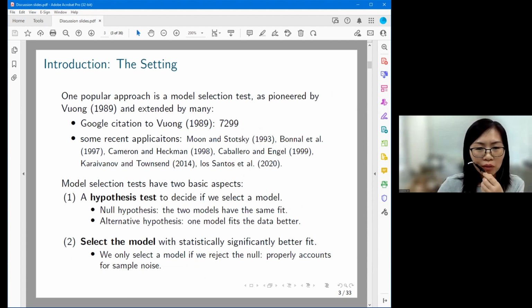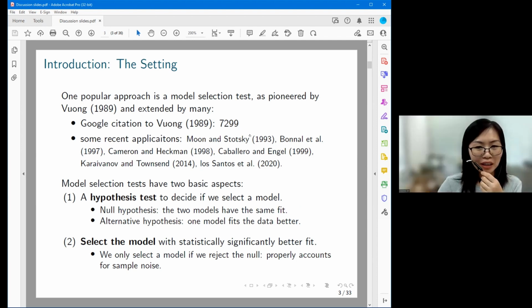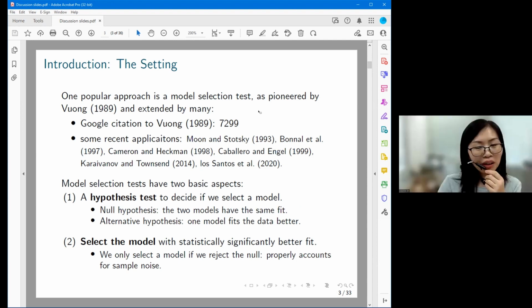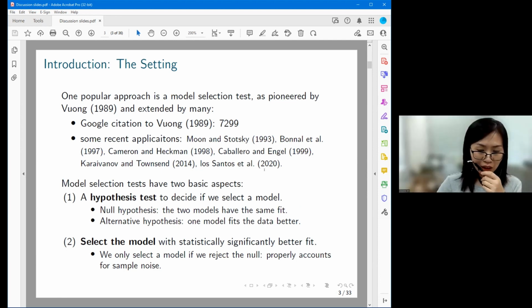So a popular approach to this is pioneered by Kwang Zhang's 1989 paper, and that paper is extended by a lot of people. Kwang Zhang's original paper has a Google citation of over 7,000, so that probably indicates that a lot of people use this paper, and a lot of people work on extensions of this method. And this lists some recent applications in different areas of empirical economics.